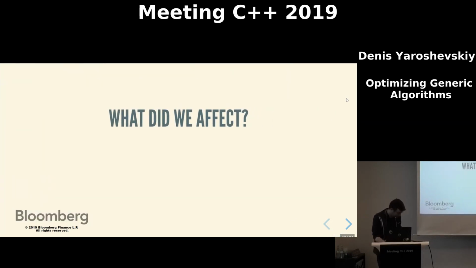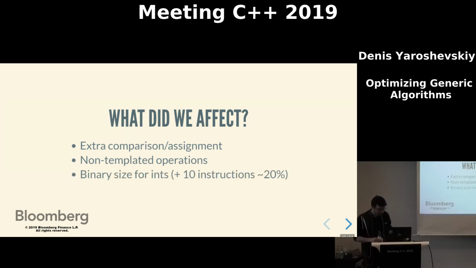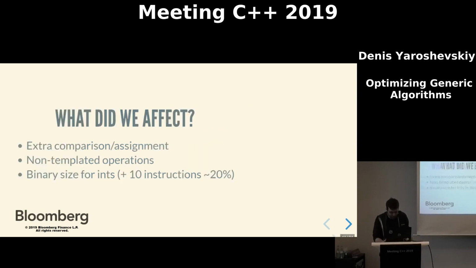But okay, what did we affect? We have one extra comparison and one extra assignment. How much we increase the size of the loop is going to depend on the type, which is difficult. We affected non-tablet operations, obviously. We loop differently, we jump differently, and we increase the binary size. Again, we're going to deal with binary size a bit later. But let's look at the basic benchmark.